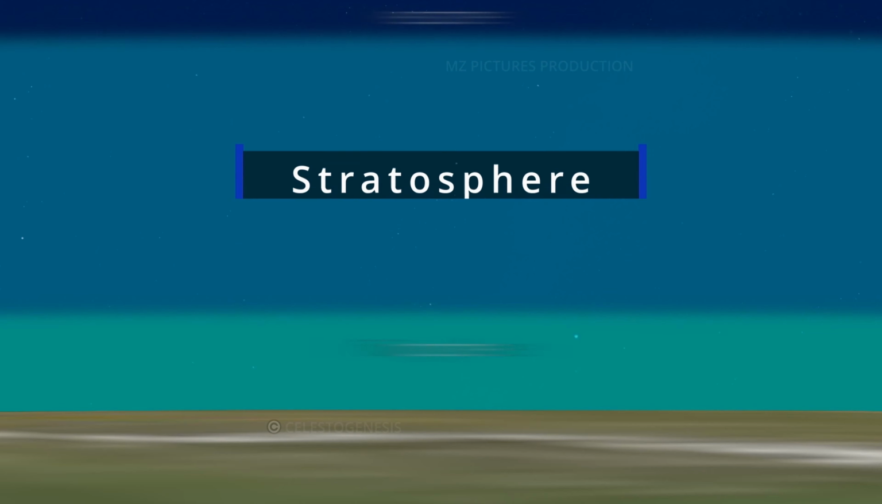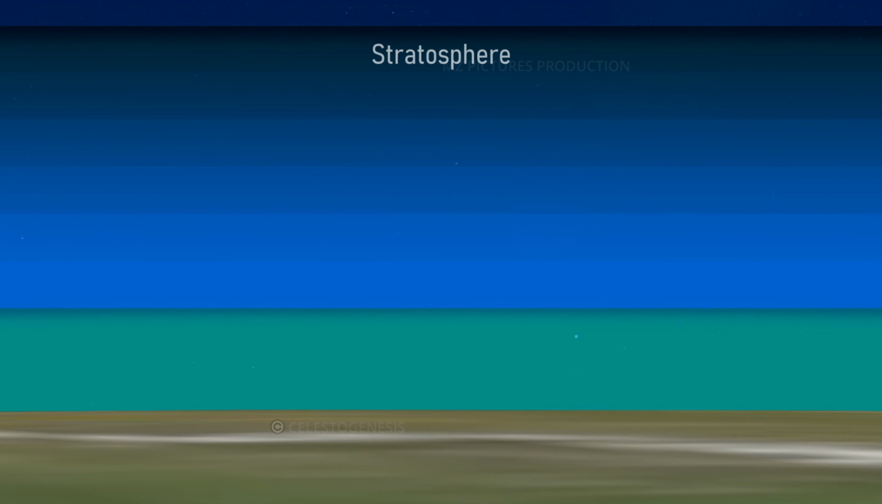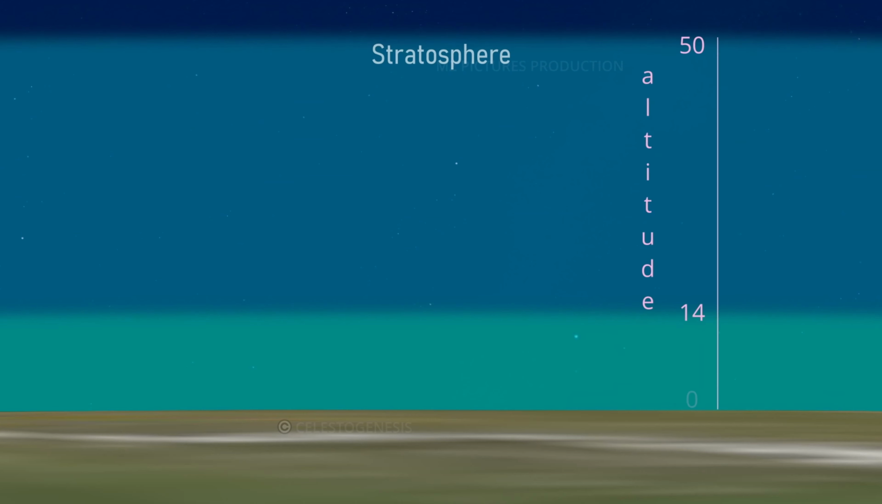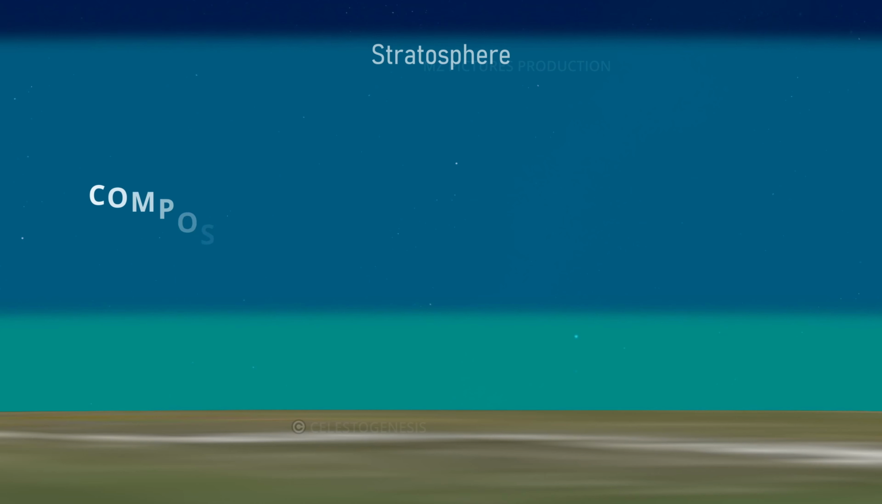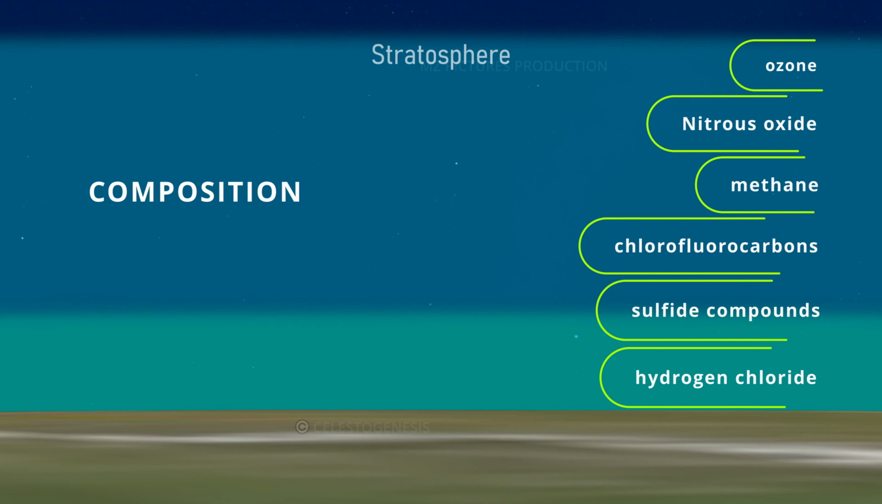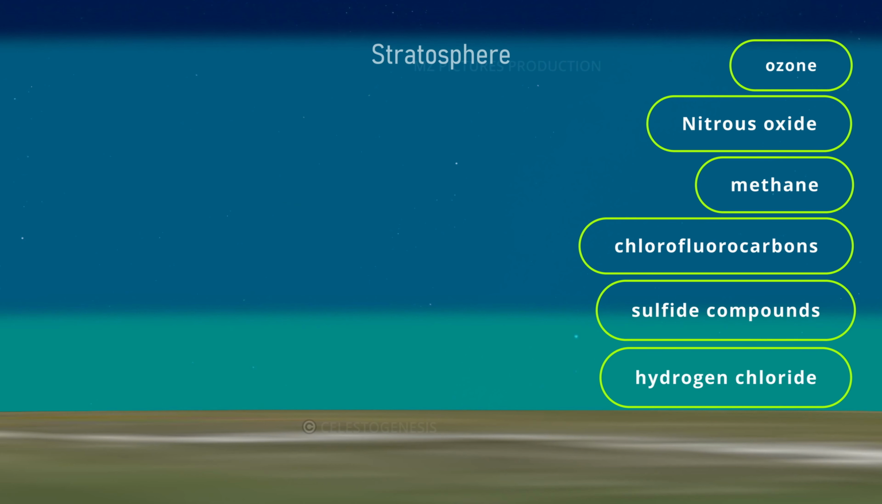Above the troposphere and below the mesosphere, we have the stratosphere. Strat means layer. It is composed of stratified temperature layers. Starting at an altitude of 14 and reaching up to 50 kilometers, stratosphere is about 35 kilometers thick. The major components are ozone, nitrous oxide, methane, chlorofluorocarbons, sulfide compounds, and hydrogen chloride.